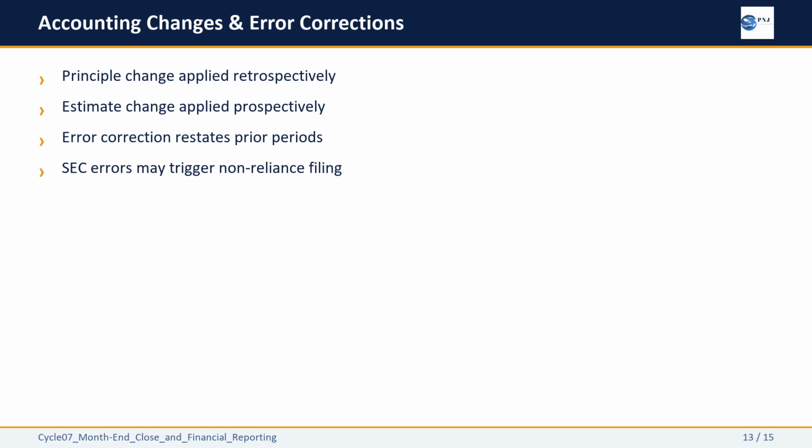For an SEC registrant, if the error is material to a prior period, those statements must be restated and refiled under the non-reliance rules. Knowing which path applies is half the battle.